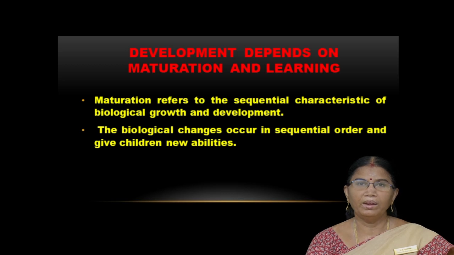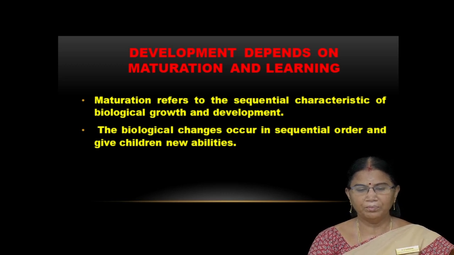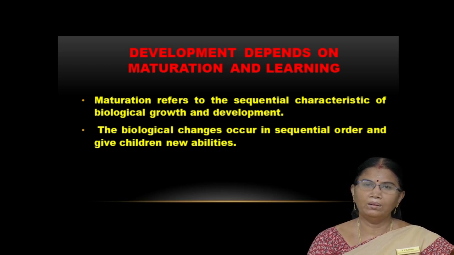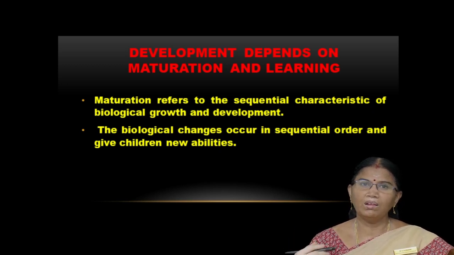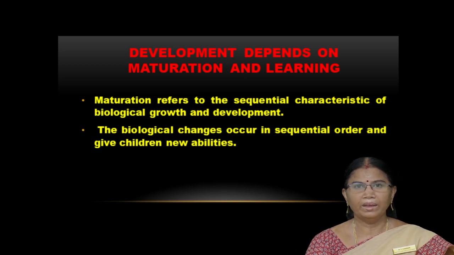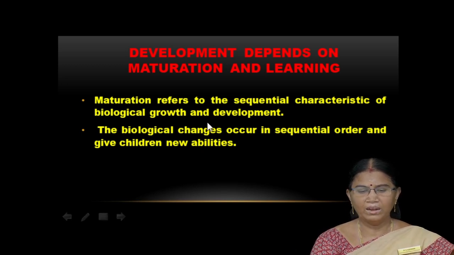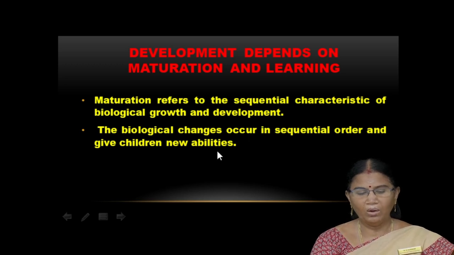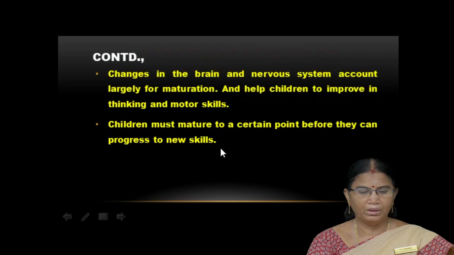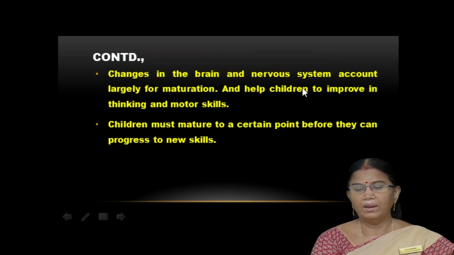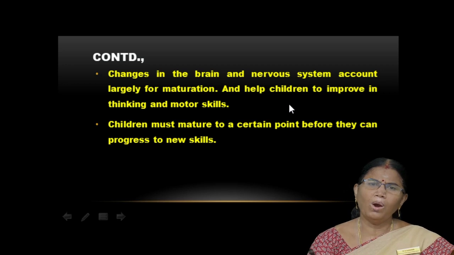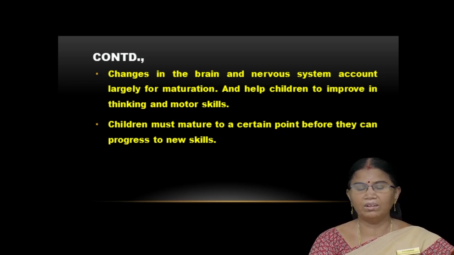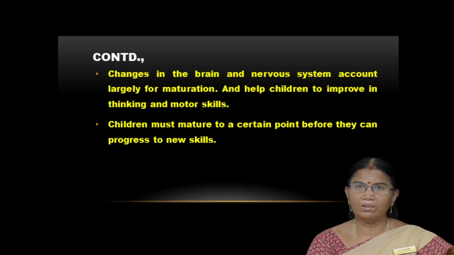One more important significant aspect of growth and development is it depends on maturation and learning. We know that when the age advances, because of maturity, we get some characteristics, both biological growth and development, that may occur in sequential order, and also new abilities we may attain. Changes in the brain and nervous system, that is purely maturation. This might be very helpful to improve our thinking skills, motor skills, social skills.